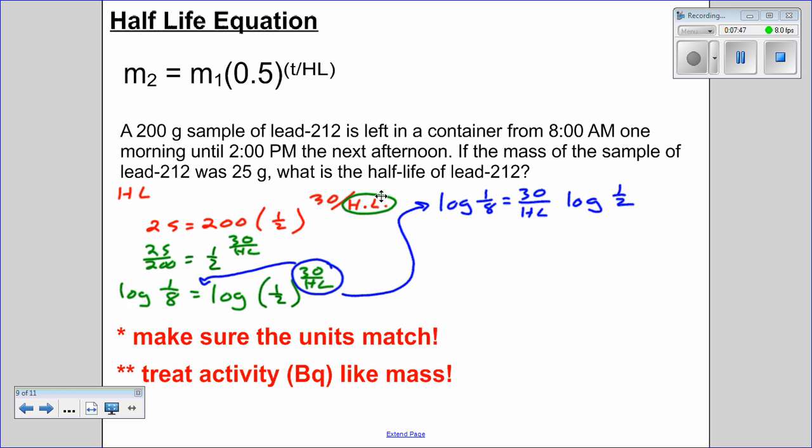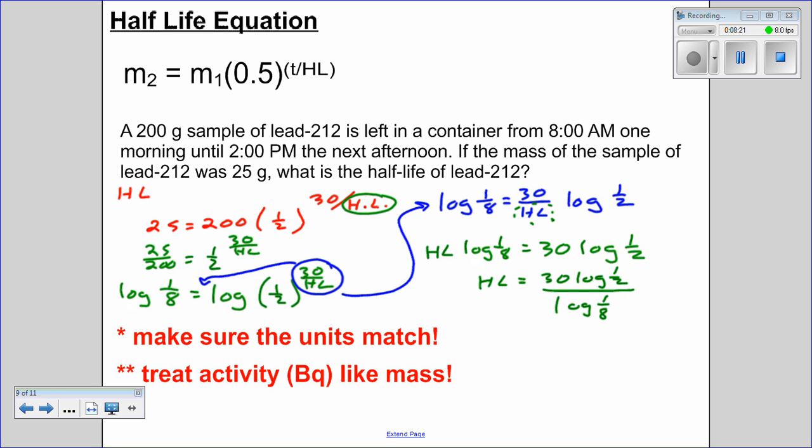And now what we've managed to do, the trick that we've managed to pull off here, is we've taken this half-life term out of the exponent. It's no longer in the exponent, so now we can solve for it. If we multiply both sides by half-life, we get half-life times log of 1/8 equals 30 log of 1/2. And we know all those values. To isolate for the half-life, we're going to do this: 30 log 1/2 all over log of 1/8.